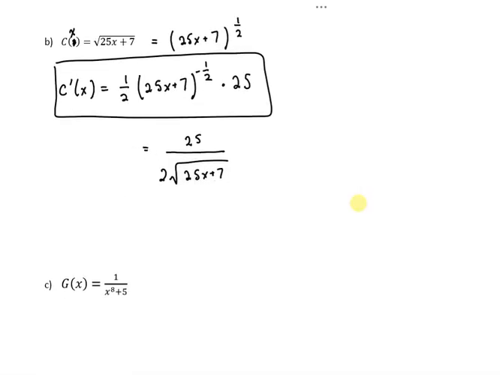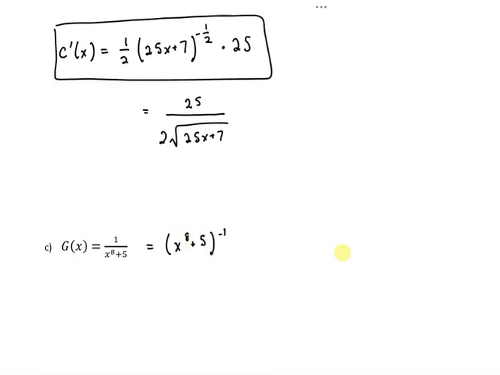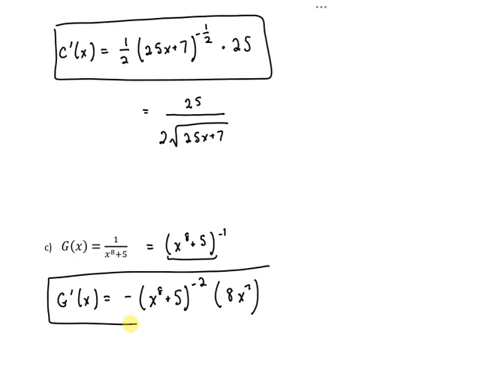Part C, I have capital G of x is 1 over x to the 8 plus 5. I could do this as a quotient rule, but I'd rather do it as a chain rule. So this is x to the 8th plus 5 to the negative 1. So g prime of x, ignoring the inside function, I do negative x to the 8 plus 5 to the negative 2 times the derivative of the inside, which is 8x to the 7. And I am done.